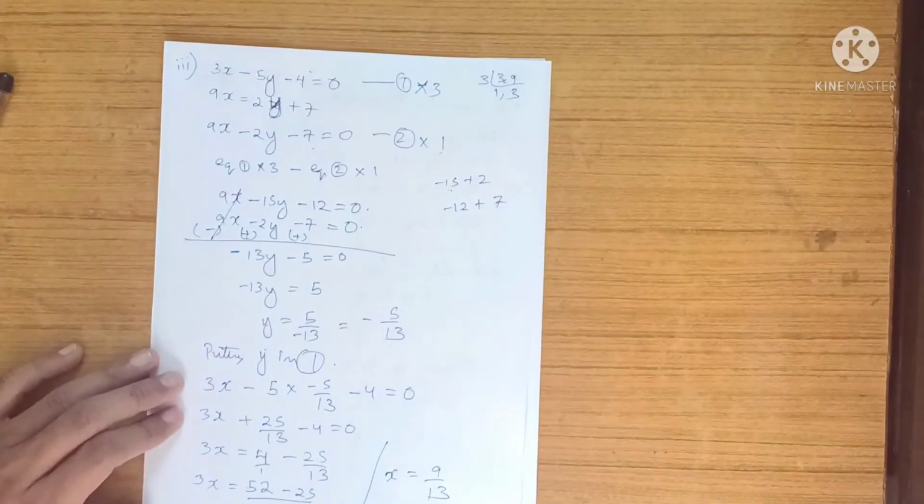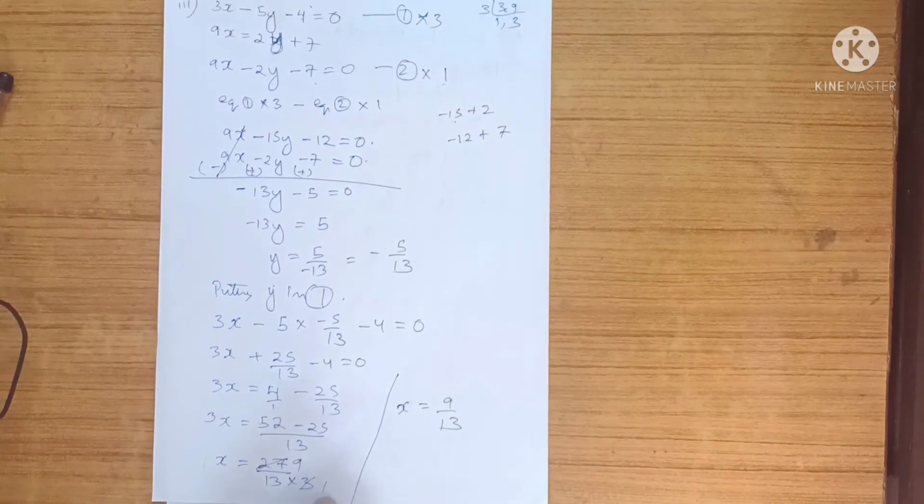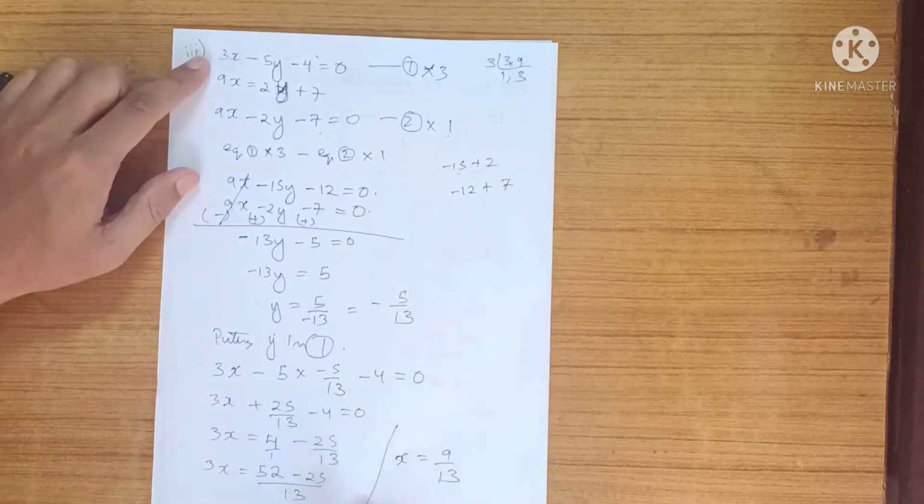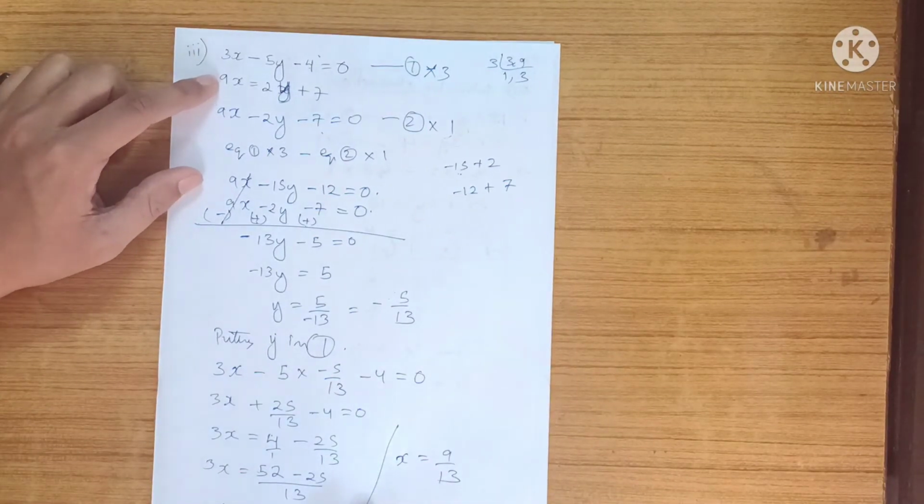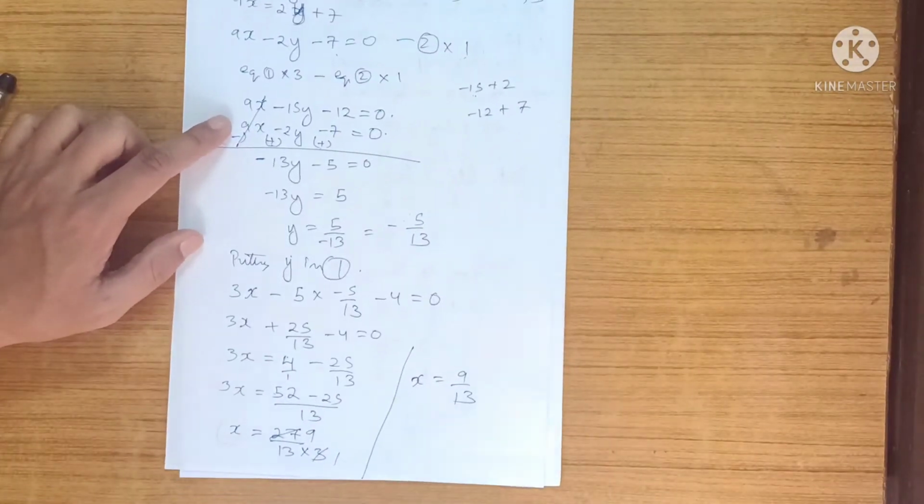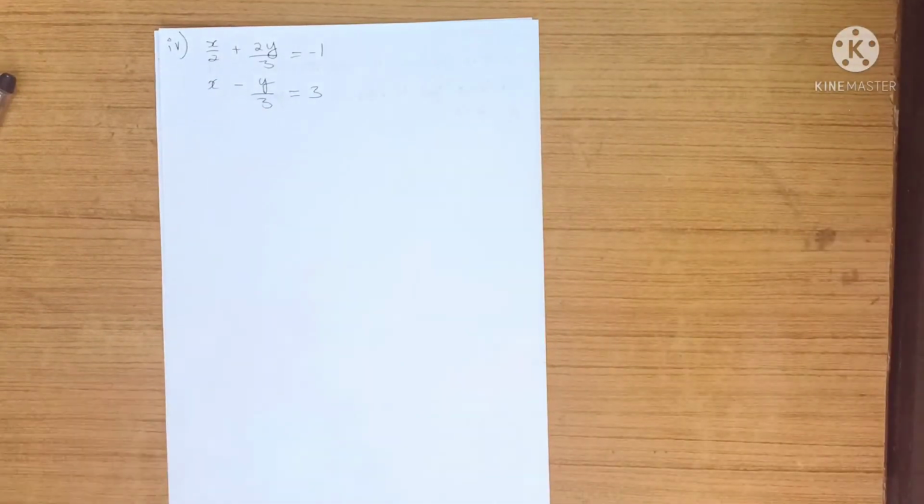Okay. So the method is same. You just have to multiply the coefficients of x with something and then make them same. After that, the rest is easy. It's just basic mathematics, the rest. Now let's do 4.